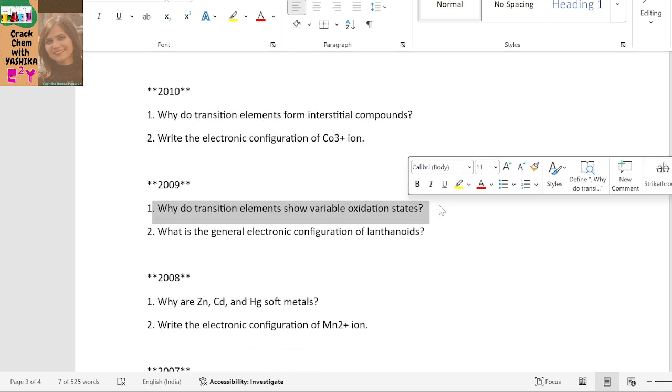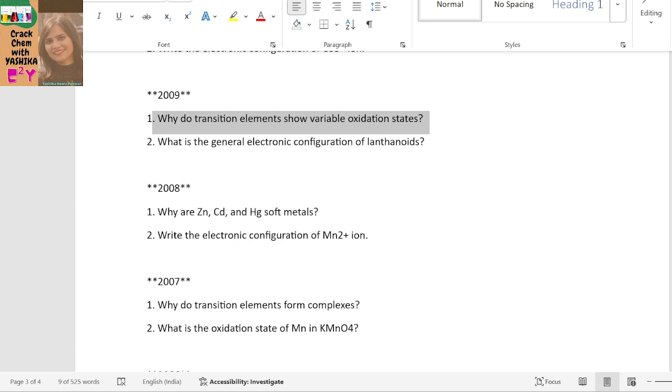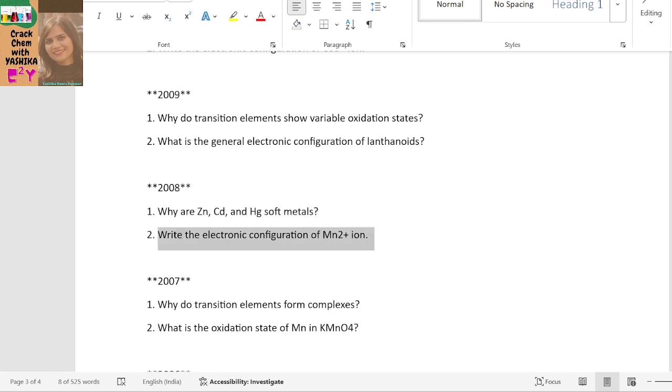Why do transition elements show variable oxidation state? It was already asked last year. What is the general electronic configuration of the lanthanoid? Why are zinc, cadmium, mercury soft metals? Write down the electronic configuration of Mn2 positive ion.